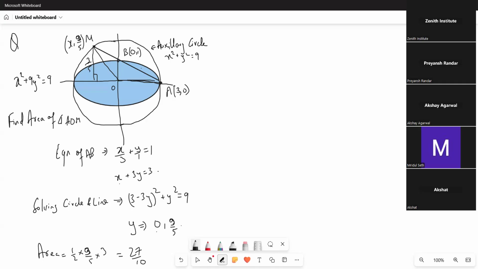9y squared, okay, 10y squared, 3 3 is 9 is 18, 18y squared plus 10, 18/10, 9/5, okay, it will be 9/5, correct. So the answer would be 27/10. Does everyone get this? Yes sir. Okay. Next question.